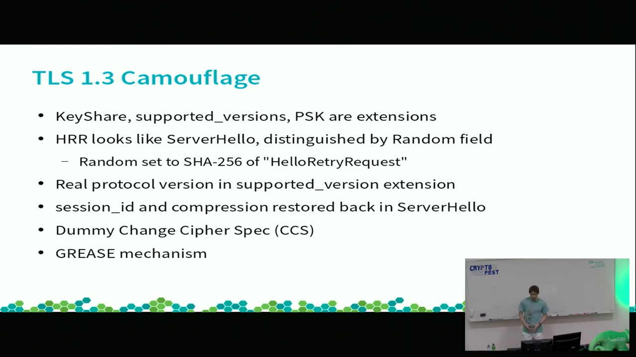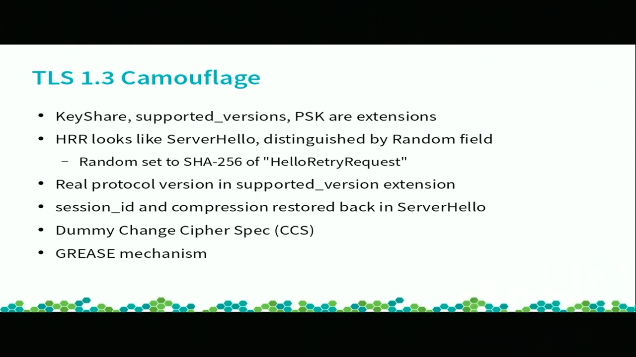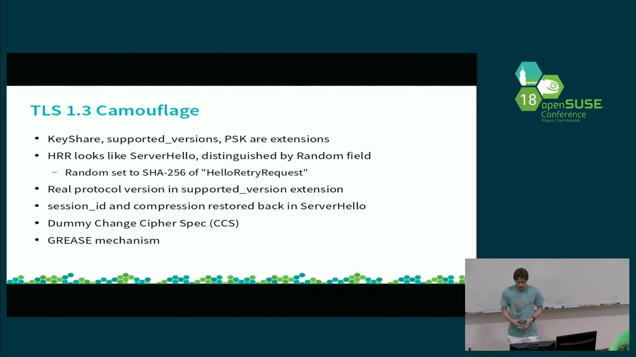So, for example, the version of the protocol is now frozen, and it's using 1.2, and the real version has been moved to the extensions. There's a supported versions extension which holds the real version, and also the new key share mechanism has to be moved to separate extensions, and also the pre-shared key mechanism is implemented using extensions. The hello retry request is camouflaged as a server hello. That's because the machines wouldn't understand a new handshake message and will terminate the connection. So instead, the server hello is used and a bogus value is set in the random.